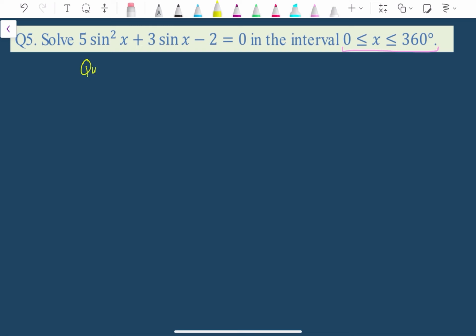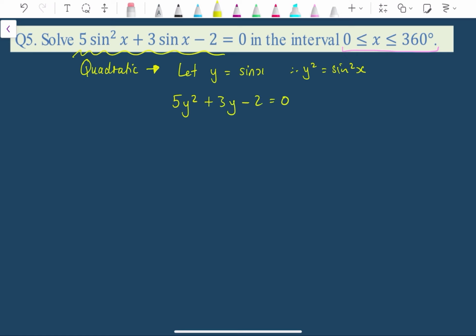I also notice I've got a combination of sine squared, sine, and a constant. And this is actually in the form of a quadratic, right? So it helps to make a little substitution. It helps to say let y equal sine of x. Because if I let y equal sine x, then this equation will turn into 5y squared, since sine squared x is y squared, plus 3y minus 2 equals 0. I've turned it into a quadratic so that I can find my solutions.